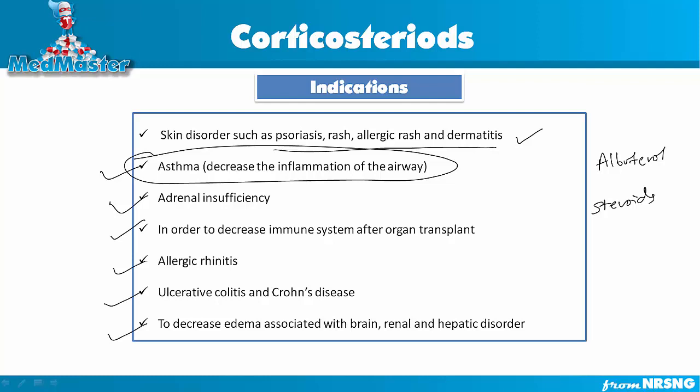The reason is, when you give albuterol, it will dilate the airway, and after dilation of the airway, you can give the steroid, which will help to decrease the inflammation in the airway. If you give steroid first and it doesn't dilate the airway, it's not going to reach all the way down in the airway because of the inflammation and narrowing. So that's why you want to give the albuterol first and then the steroid.